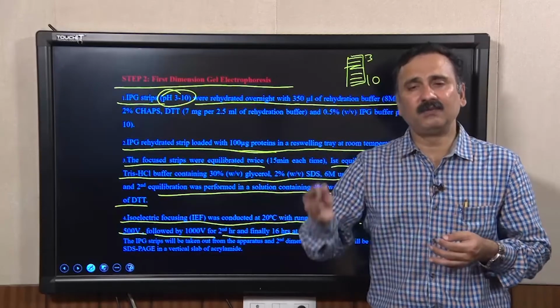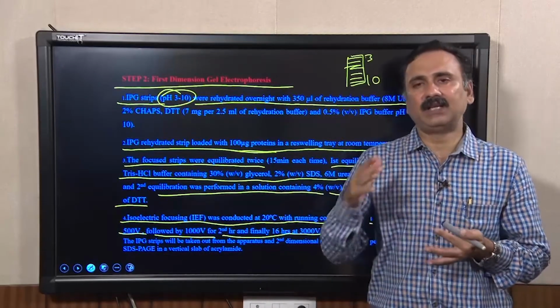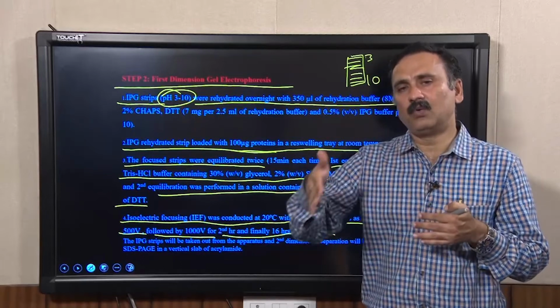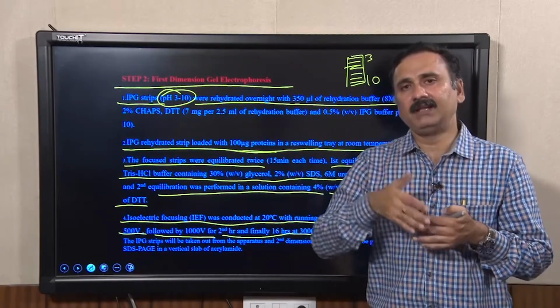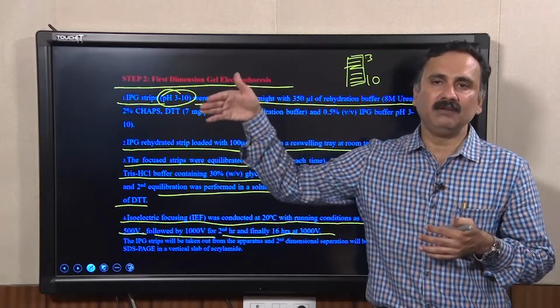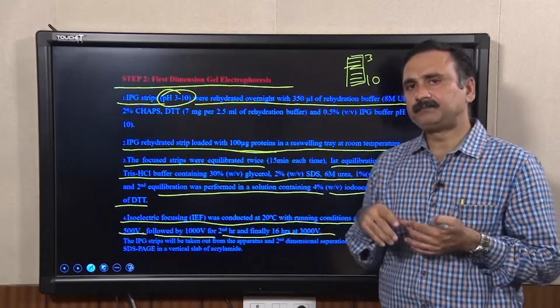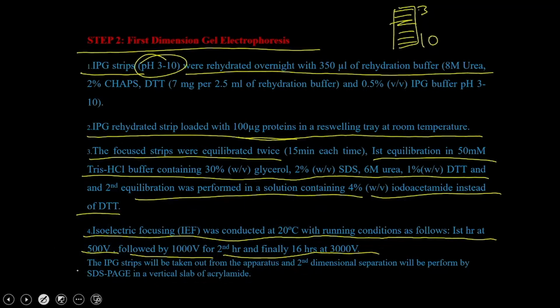So, when you run this for the 16 hours at 3000 volts, the proteins are going to migrate throughout this isoelectric focusing strip, and then they will get immobilized to their individual spots. The IPG strips will be taken out from the apparatus, and the second dimension separation will be performed by SDS-PAGE in a vertical slab of acrylamide.